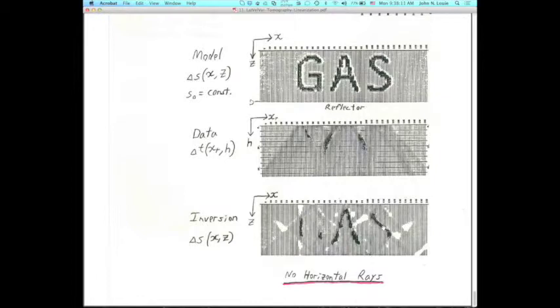So that's basically the story there, told by L transpose L. Okay. If this survey was much, much wider and had much, much longer offsets, so that there were some horizontal rays or more nearly horizontal rays, then it would be a different story. But with this kind of typical reflection geometry, there aren't any rays anywhere near horizontal enough to recover those horizontal parts of the letters. All right.